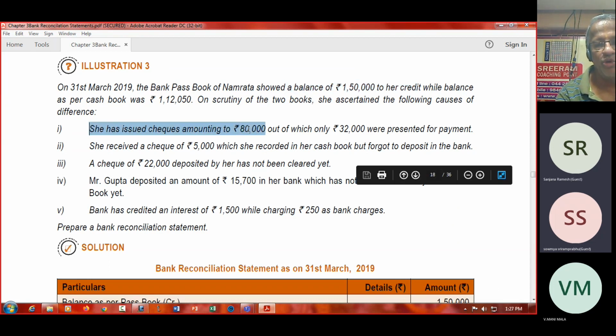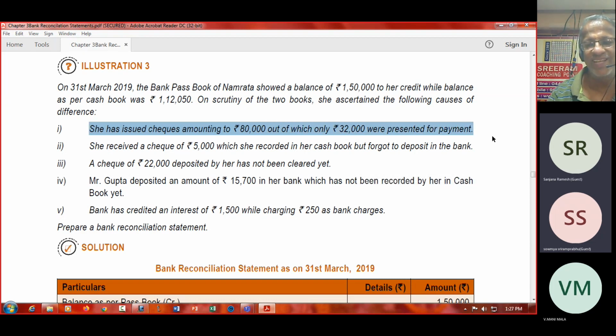She issued a check amounting to rupees 80,000, of which only 32,000 was presented for payment. That means the remaining 48,000 was not presented for payment. In which book will this item be appearing, which will not have a matching entry in the other book?